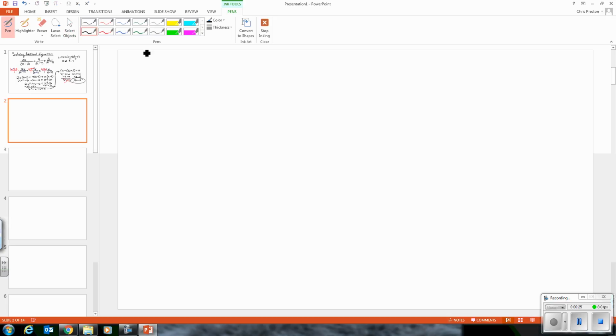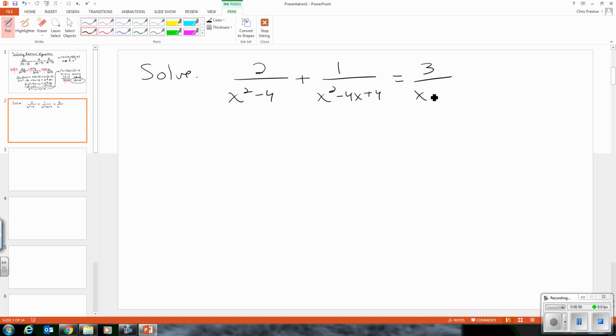So let's do one more of these, just kind of practice up. So let's say I want to solve here, and I have 2 over x squared minus 4 plus 1 over x squared minus 4x plus 4 equals 3 over x plus 2.